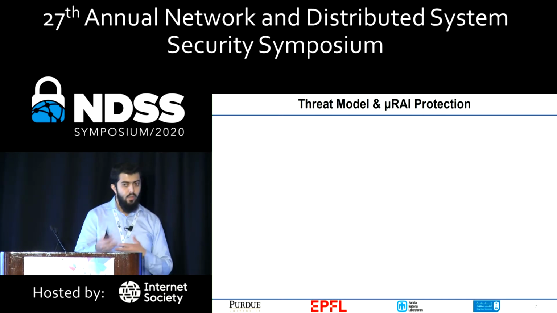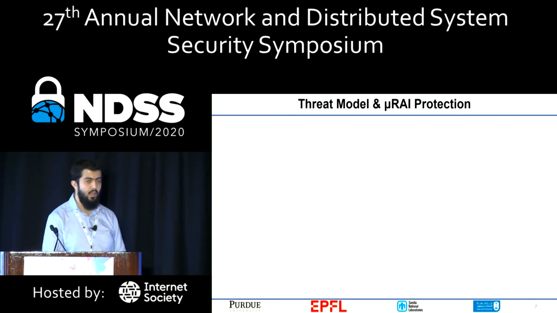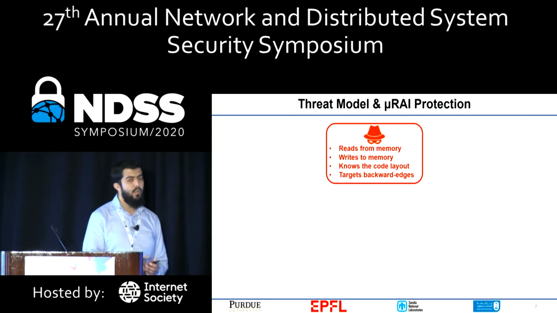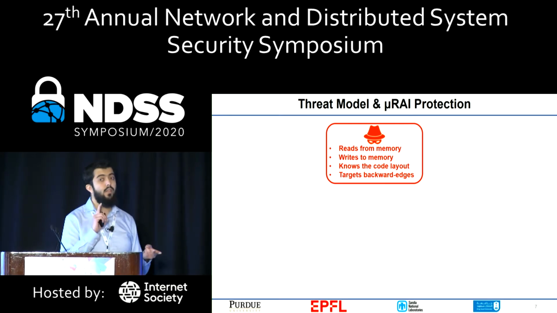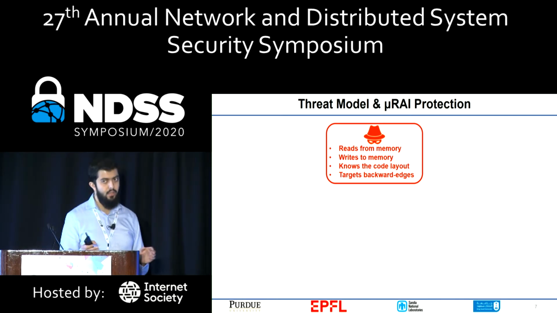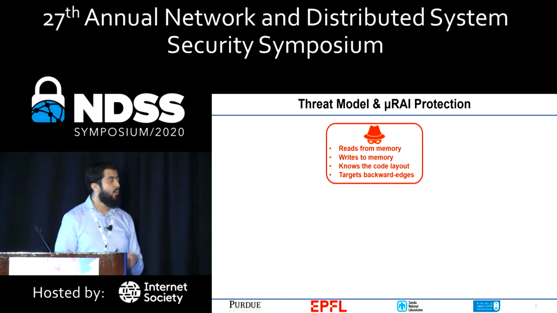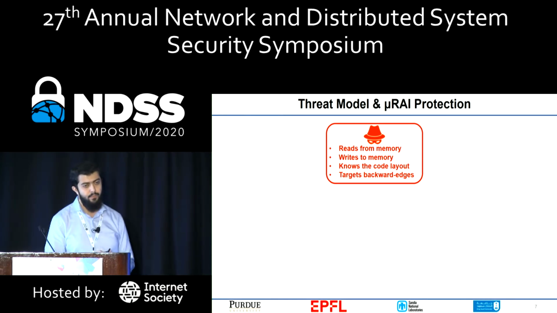Before I go to the low-level details of µRAI, I'll introduce the threat model and the high-level protections of µRAI. We assume a powerful attacker. The attacker can read from and write anywhere in memory. The attacker knows the code layout, even of the current instance of the firmware. So there is nothing hidden in here. And the attacker, for our purposes, targets the backward edge, since we are protecting the return addresses.